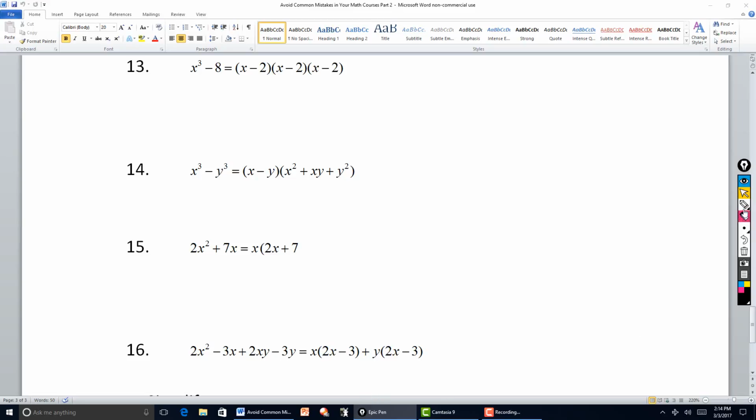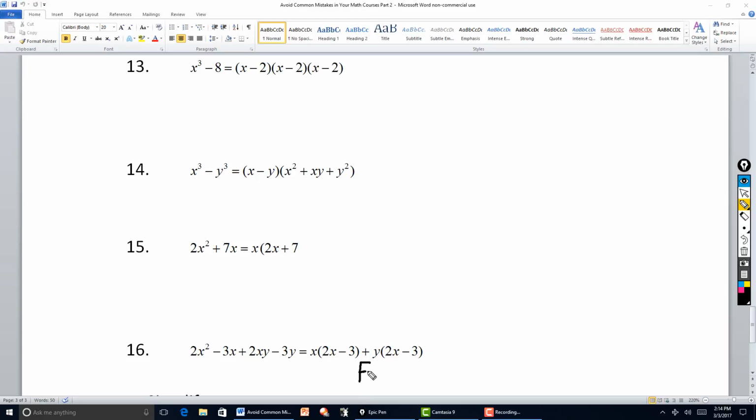So if we leave it like that, would that be correct? Is that true or false? Can I factor this into that? Is that completely factored out? And the answer is no. It's not completely factored out, so this would be false. You have to continue the factorization.